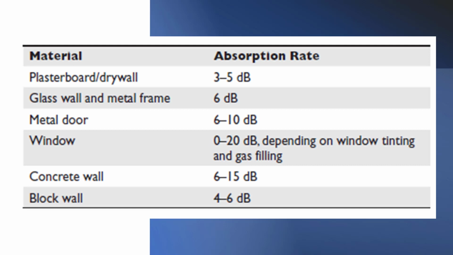So this is an example of some standard materials. Plasterboard, which is quite common in every Australian wall, absorbs something close to 3 to 5 dB of signal. Glass and wall are almost 6 dB, metal door 6 to 10 dB, window 0 to 20 dB depending on the tinting, gas filling and so on. Concrete walls 6 to 15 dB, block walls 4 to 6 dB and so on. So that's the absorption rate.